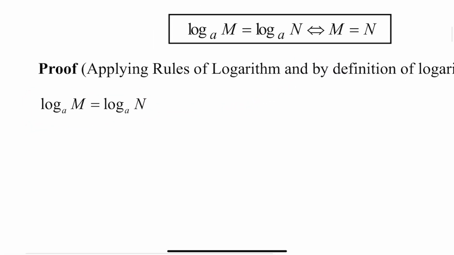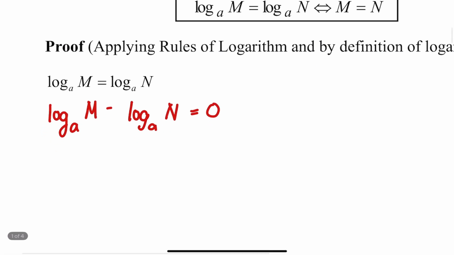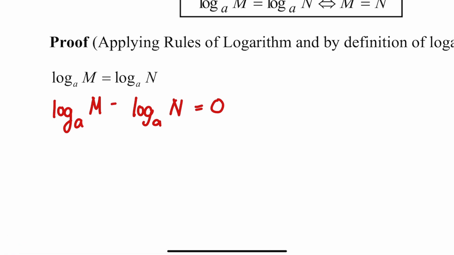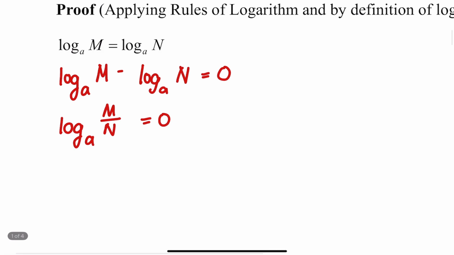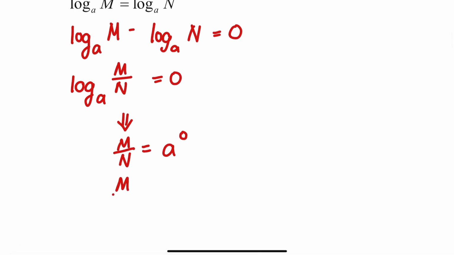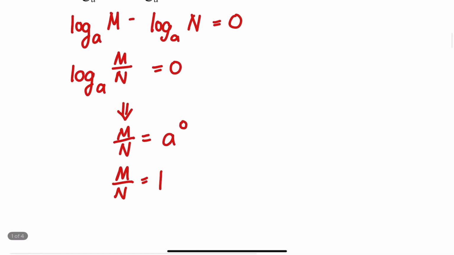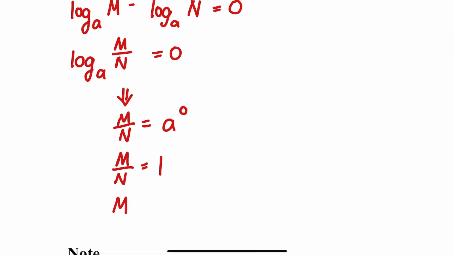If I rearrange the equation, I will subtract log base a n on both sides. This will become log base a m minus log base a n equals 0. Then by the quotient law, you can apply this to become log base a of m divided by n equals 0. Then from here, if I convert to exponential form, this means that m over n is equal to the base a power 0, which means that m divided by n is equal to 1. And therefore, by cross multiplying, it means that m is equal to n.